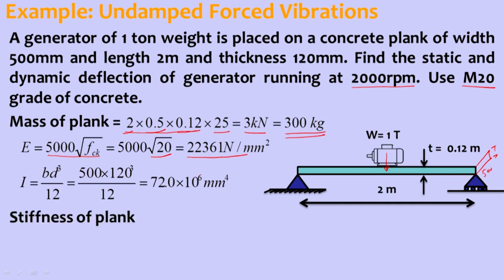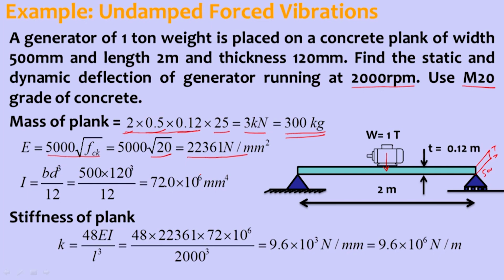And then the stiffness of the plank. First we find the stiffness of the plank, K, and because it is simply supported, it is 48 EI by L cube. So, substitute all the values: 48, E value as in here, I value as in here, and length is 2000 millimeter. So, we get stiffness as 9.6 into 10 to the power of 3 Newton per millimeter, and if we convert the units, that can be rewritten as 9.6 into 10 to the power of 6 Newton per meter.